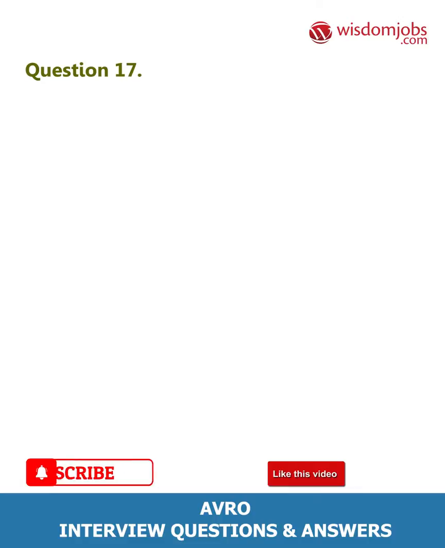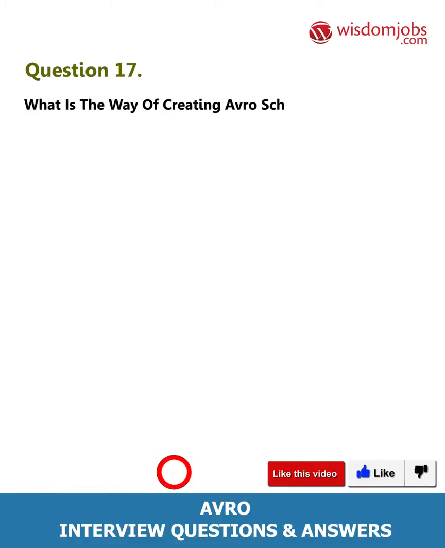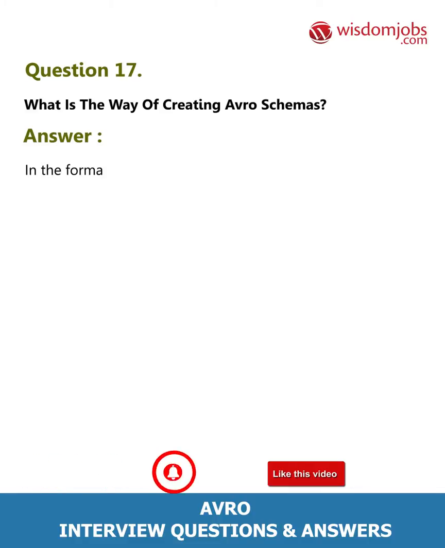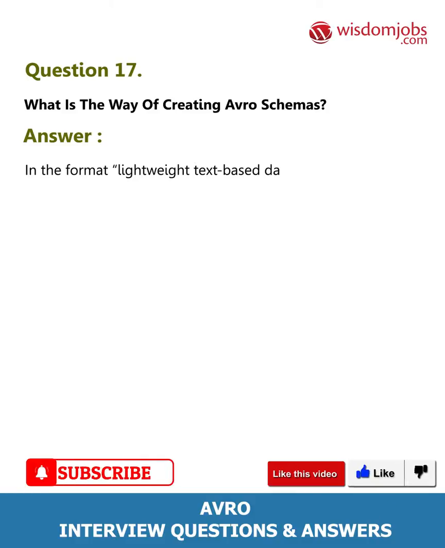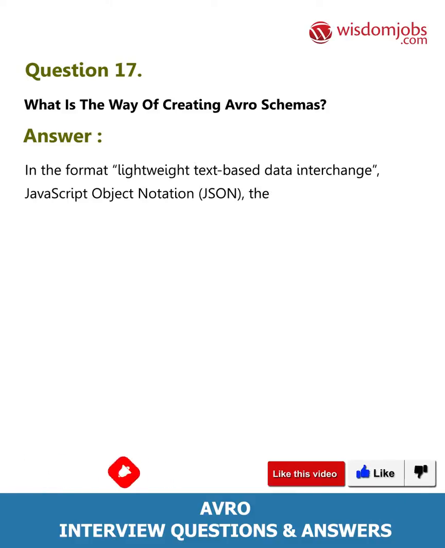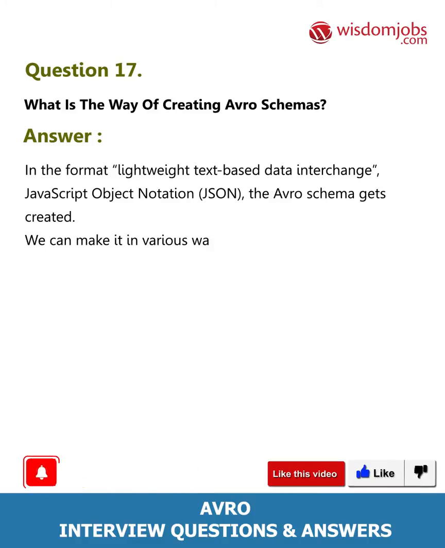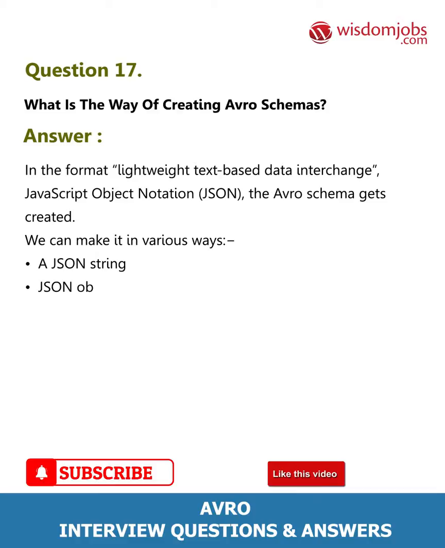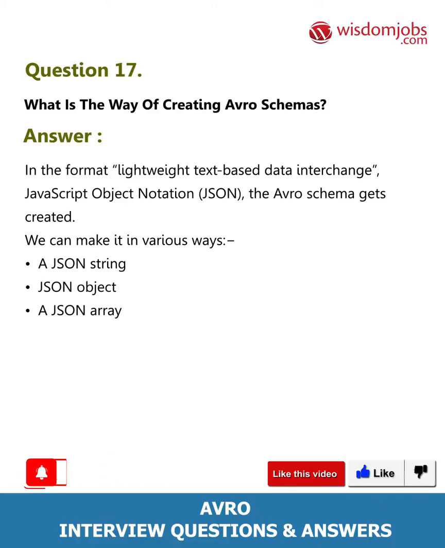Question 17. What is the way of creating AVRO schemas? Answer. In the lightweight text-based data interchange format, JavaScript Object Notation, JSON, the AVRO schema gets created. We can make it in various ways: a JSON string, a JSON object, a JSON array.